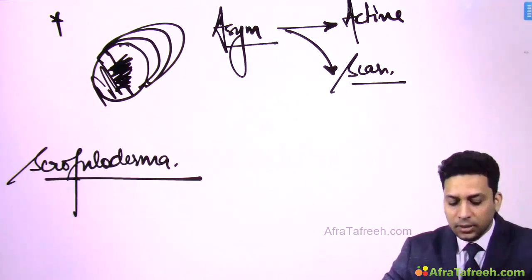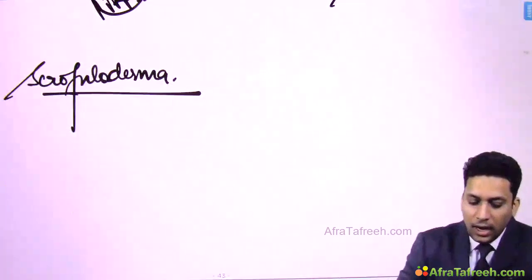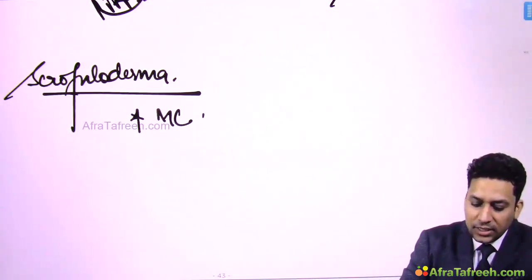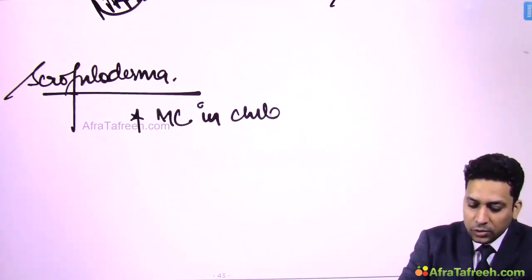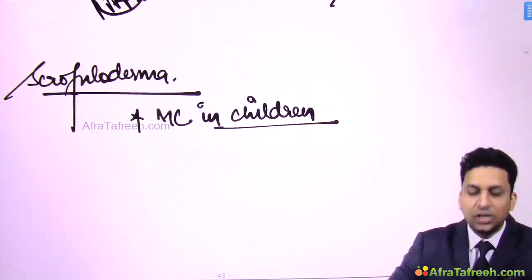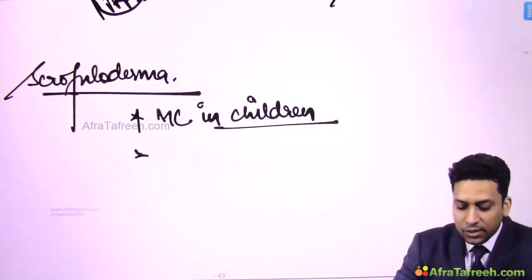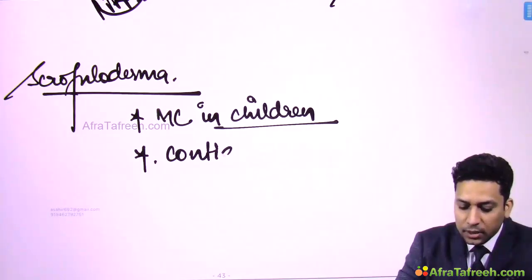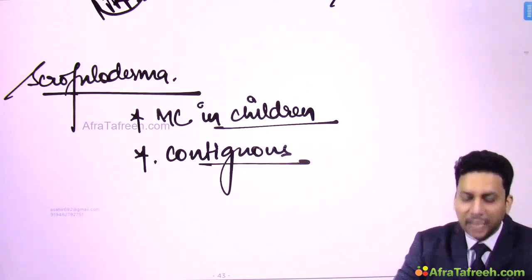Next is scrofuloderma. I already told you this is the most common type seen in children. So overall most common is lupus vulgaris, but in children most common is scrofuloderma. And as I told you, this occurs due to contiguous spread. Contiguous means from the adjacent area.